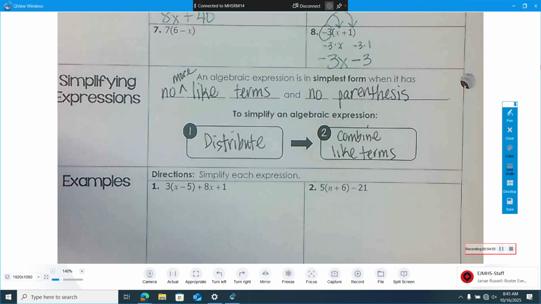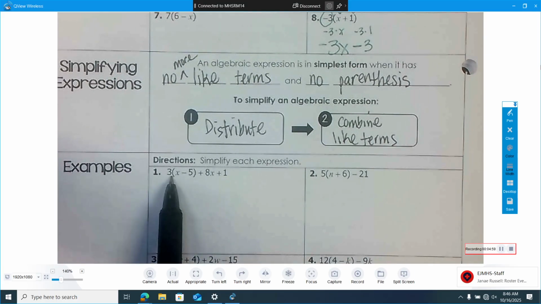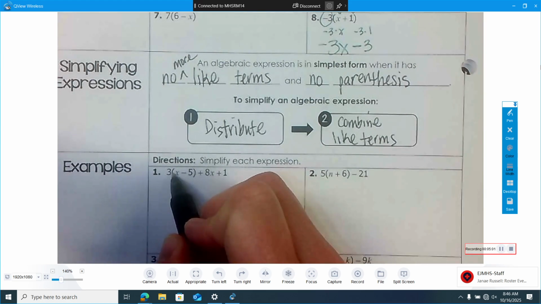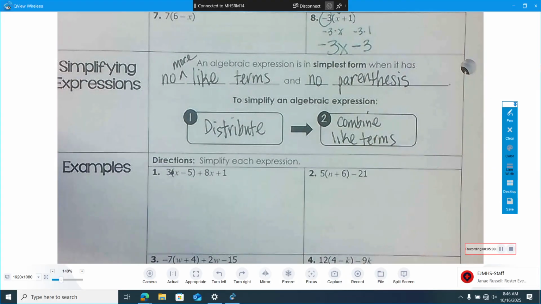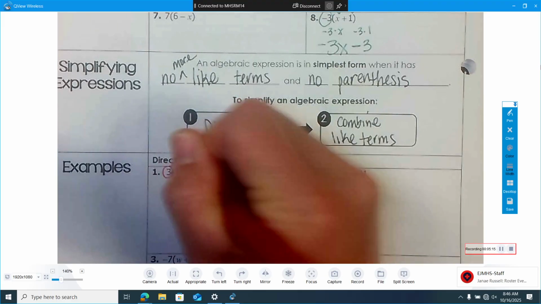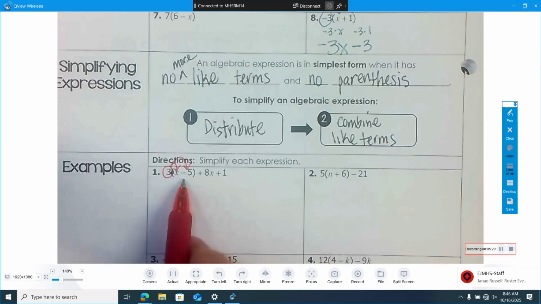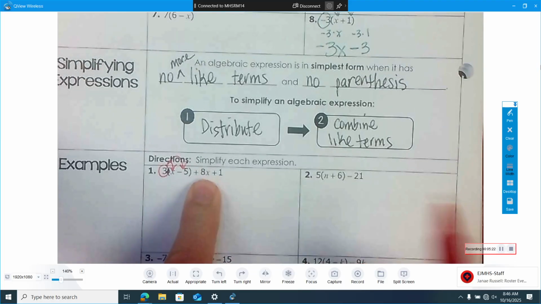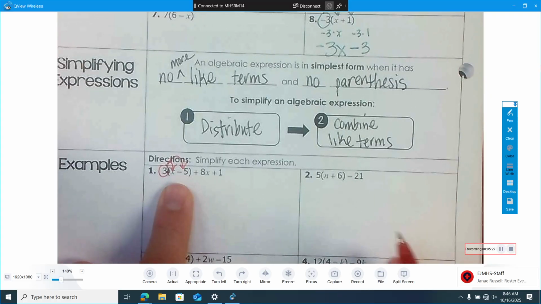So let's look at number 1. I see here we have 3, and then there's parentheses right next to it, so we know we have to multiply. So we're going to distribute. Where are we going to distribute that 3 to? Who does it get distributed to? The x and the -5. Very good. It gets distributed just to the things inside the parentheses. Does it go all the way to the 8? Does it go all the way to the 1? No, just to the things inside the parentheses.